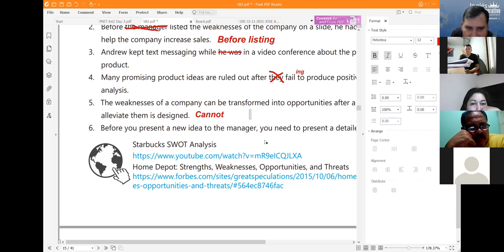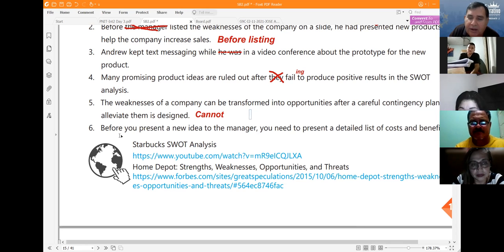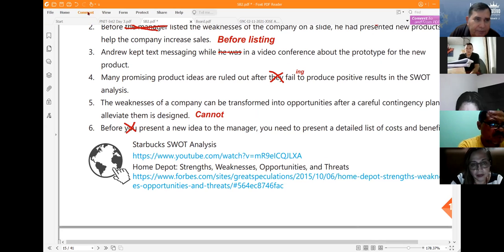Now the last one, this is the last one in this one. We're going to go to the activity. Let's see. Before you present a new idea to the manager, you need to present a detailed list of costs and benefits. Okay, you and you, are they the same subject? Yes, indeed, they are. Okay, then can we reduce it? Yes. What's the first step? Identify the clause marker. The clause marker is the adverb, this one, before. So eliminate the one that is close to the clause marker. Bye-bye you. So eliminate you. And then this one is in ING. Before presenting.